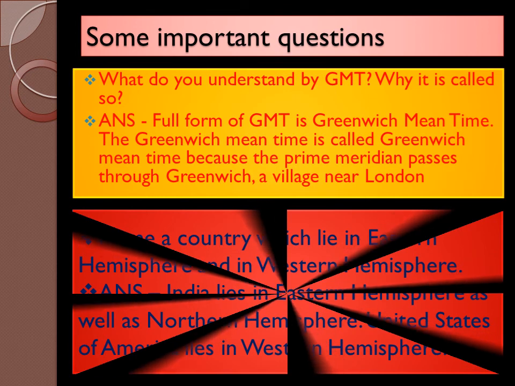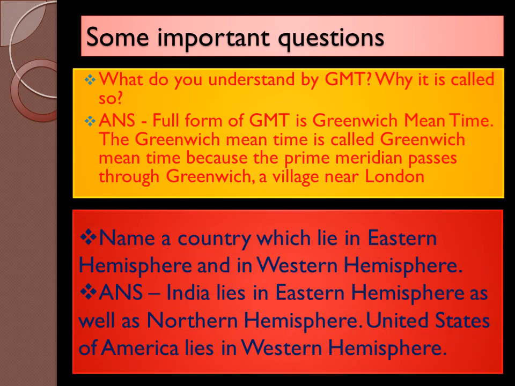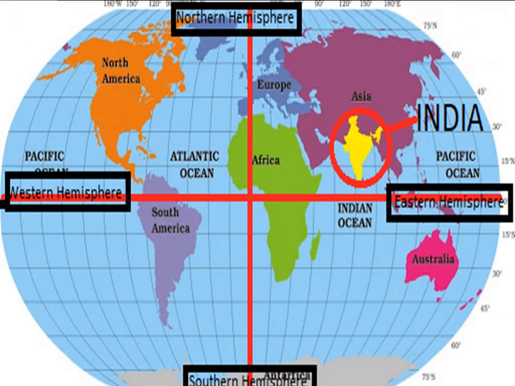Next question is, name a country which lies in Eastern Hemisphere and in Western Hemisphere. So India lies in Eastern Hemisphere as well as Northern Hemisphere. United States of America lies in Western Hemisphere. Now by this picture we can understand how India is in Eastern Hemisphere as well as in Northern Hemisphere.